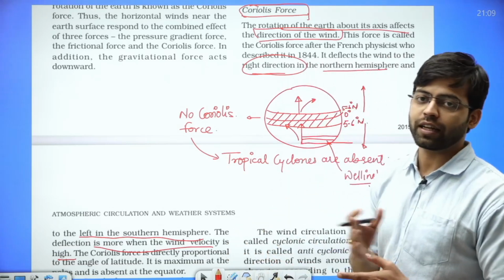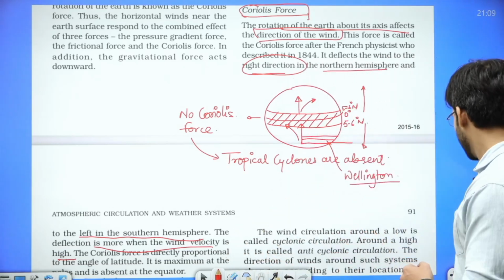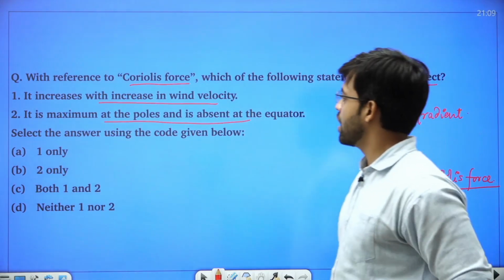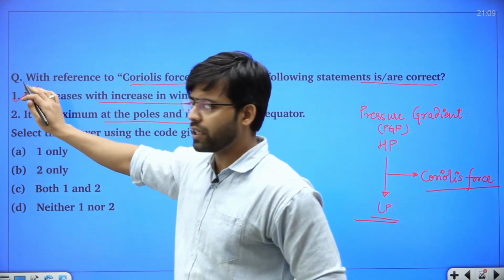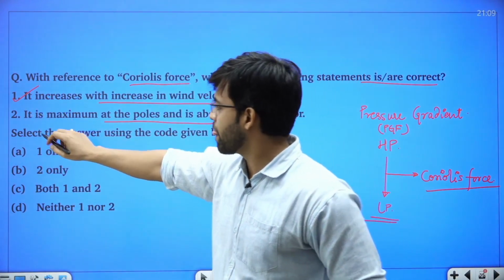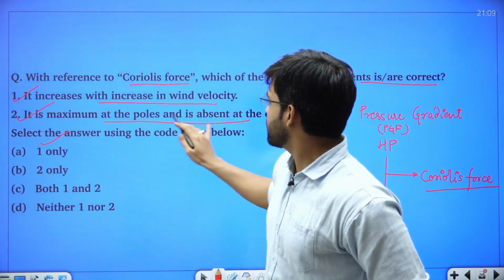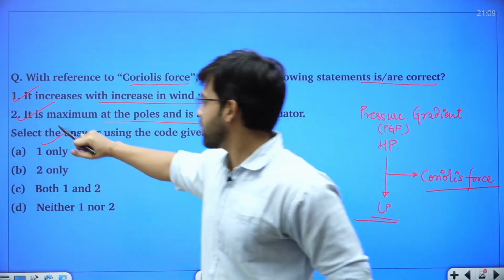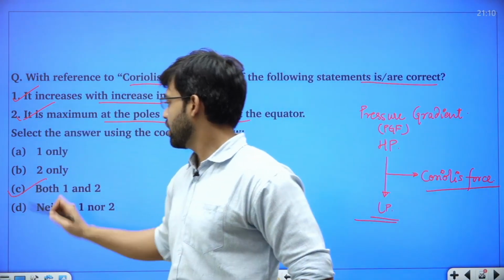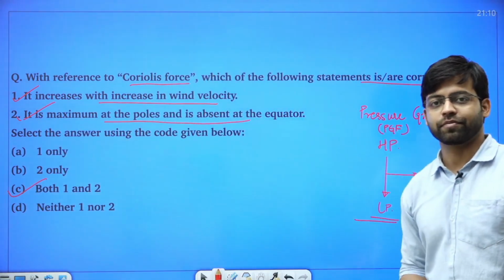So we can relate that Coriolis force is directly proportional to the wind velocity. So it increases with increase in wind velocity. This statement is also correct. It is maximum at the poles and is absent at the equator. This is also correct. So our answer for this question will be C, both 1 and 2. Thank you.